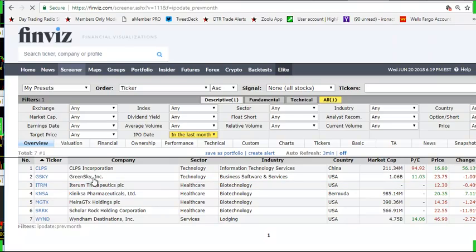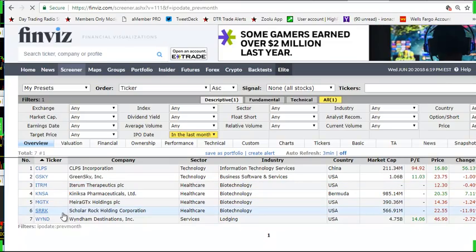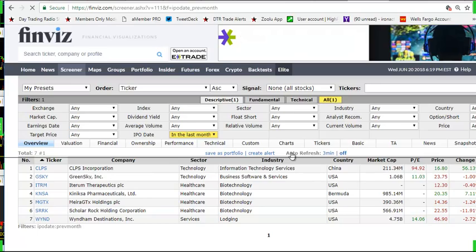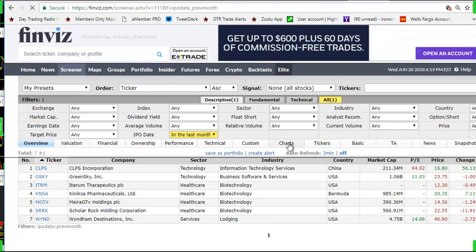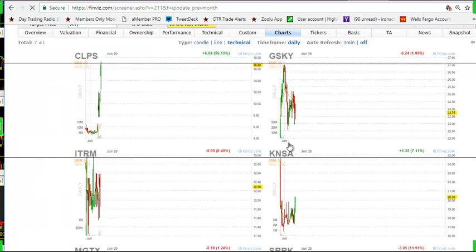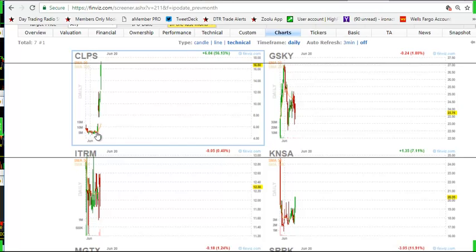There's 1, 2, 3, 4, 5, 6, 7. And what you want to do at that point where you get that list, you go up here and you click on the charts, and the charts will break down the chart. And this is great just to look at the consolidation right away. You can automatically see that this one already broke out. It was trading for maybe a month, and then explosion.